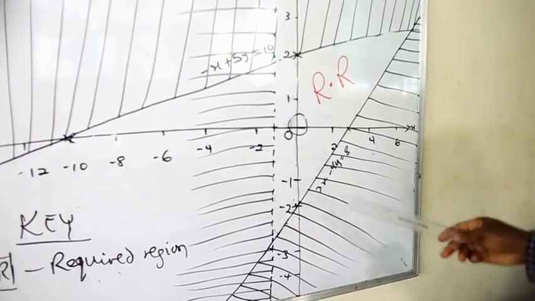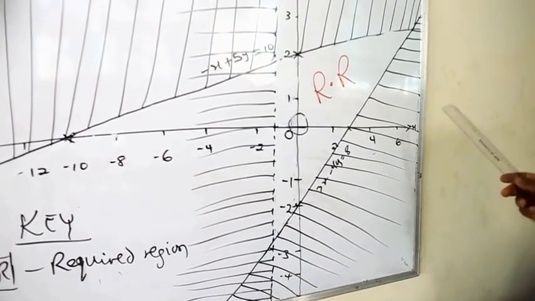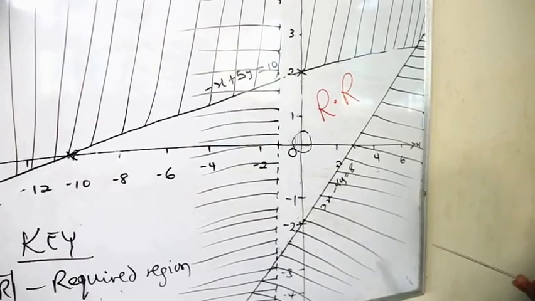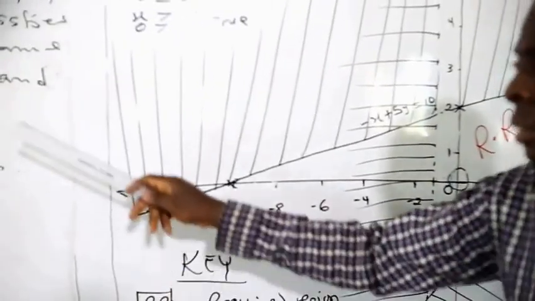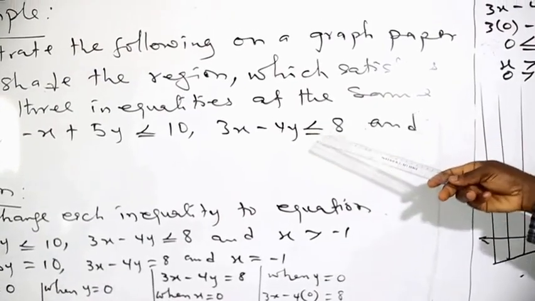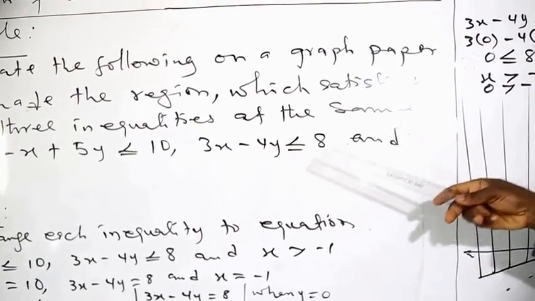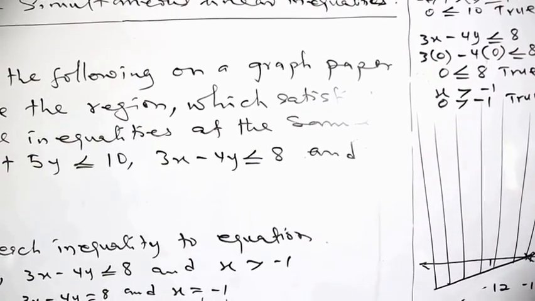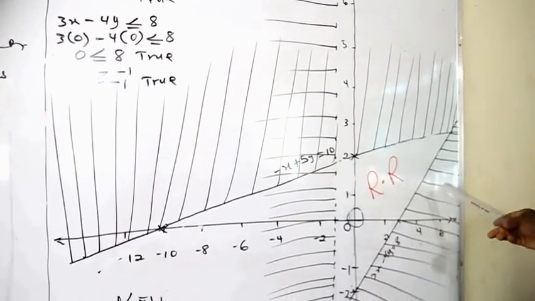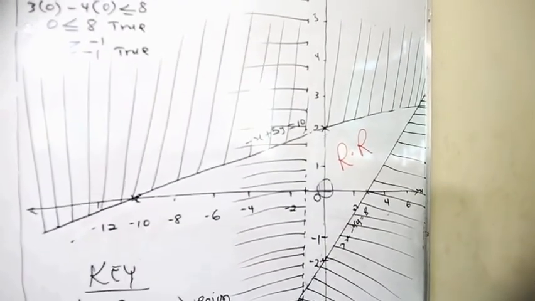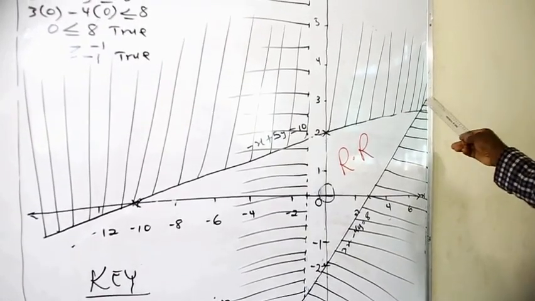And again, we want to know whether the line is going to be bold or broken. But we go back to the original inequality. The symbol used there is less than or equal to, meaning two symbols are put together, which tells us the line should be bold, to let us know that particular point is included in the value we are going to have there. This is the bold line.